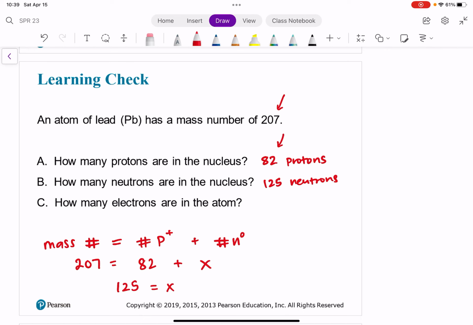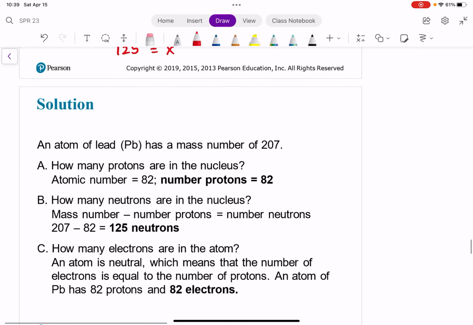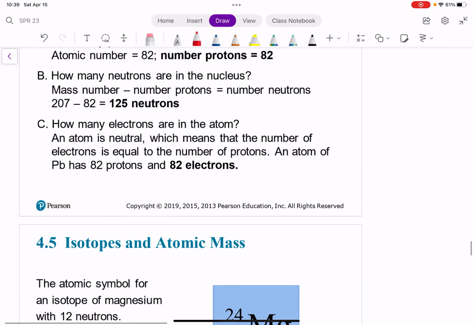All right, and then how many electrons? Well, we said unless you're told otherwise, it's a neutral atom. So that atom must have how many electrons? 82, yeah. Because electrons are negative, whoa, that was supposed to be a negative sign, and protons are positive, okay? Check our work here, looks good.